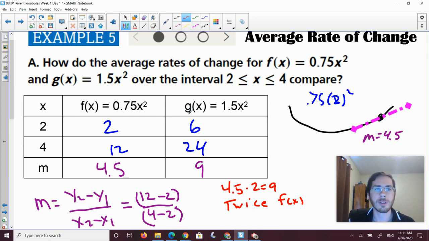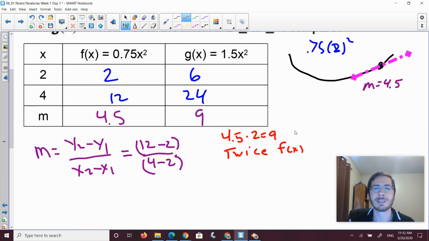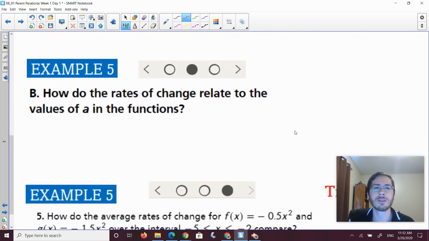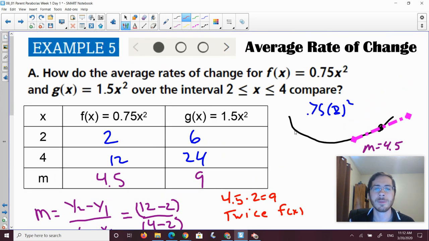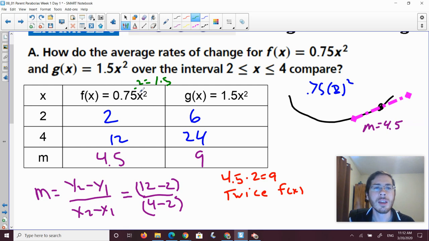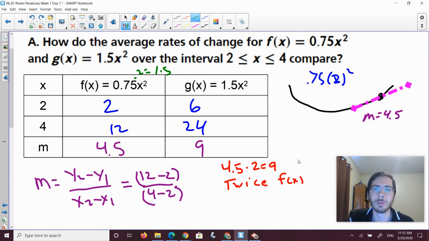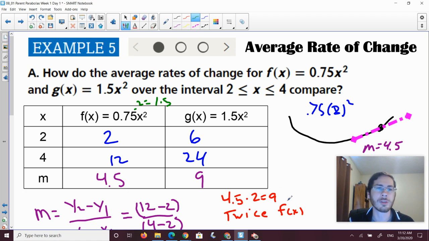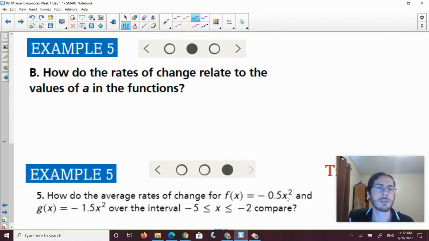Which is kind of interesting, because if we look at our initial a values, I think something's up there. So that's what it asks for in part 2: how does the rate of change relate to the values of a? Well, we know we got twice f of x. 0.75 times 2 is 1.5. Oh, well, that makes a lot of sense. If we double the a value, our average rate of change is going to double. So a functions a little bit like slope. It's not exactly slope, but it does function as our rate of change. It's the thing that dictates our rate of change.